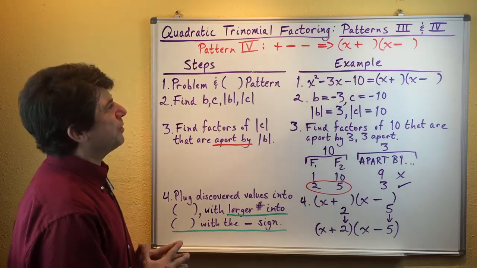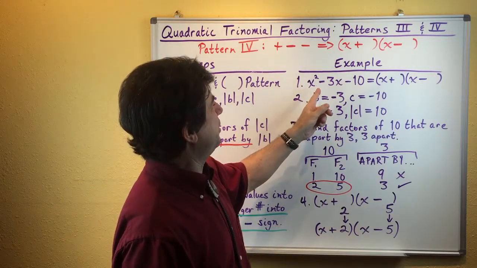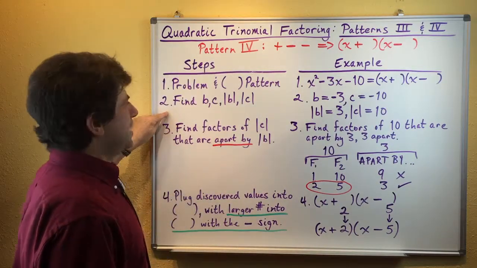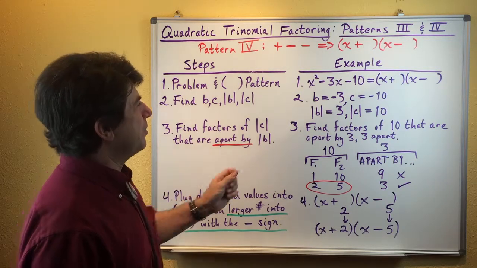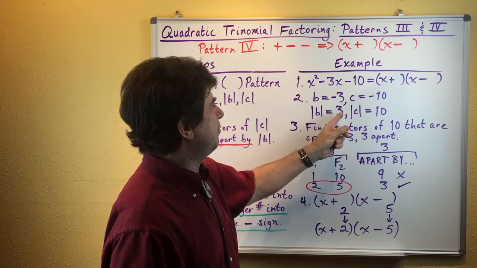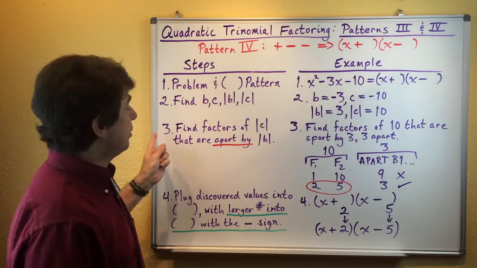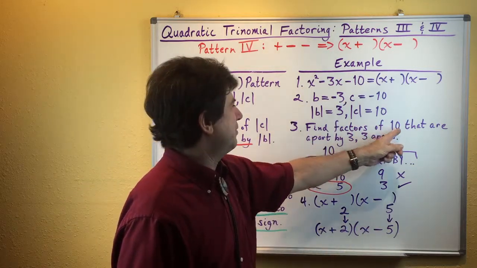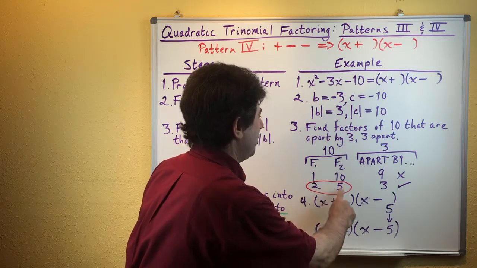So let's just quickly follow through how this works. The first step, we've got the problem and the pattern. Here's our new trinomial, x squared minus 3x minus 10. We've got our parentheses set up with the plus and the minus. Step 2 is exactly the same as it was for pattern 3. The only difference here is that the b is negative, but the absolute value of b is still positive. So we still have the absolute value of b and c the same, 3 and 10. That means that for step 3, things will be the same as they were for pattern 3. Find the factors of the absolute value of c that are apart by b, factors of 10 apart by 3. They come out the exact same. We've got 2 and 5. Those are the ones that are apart by 3.